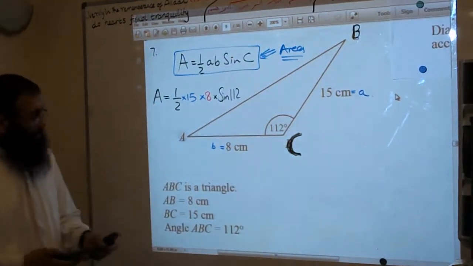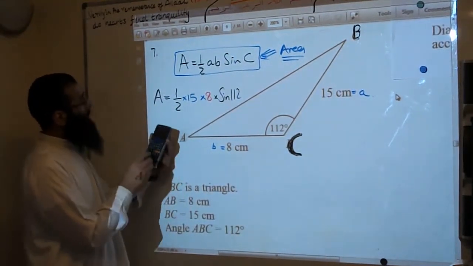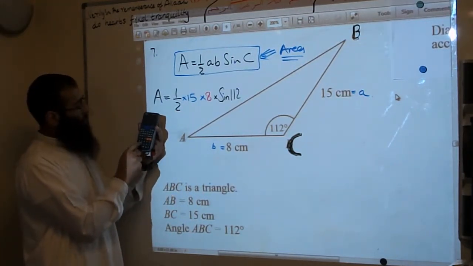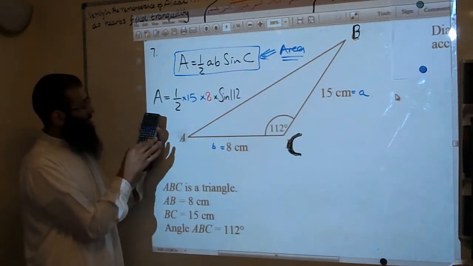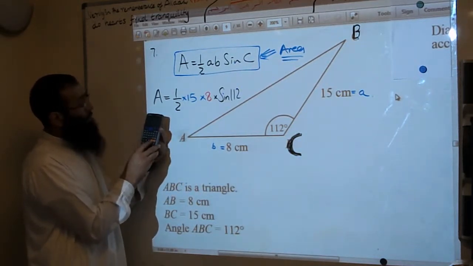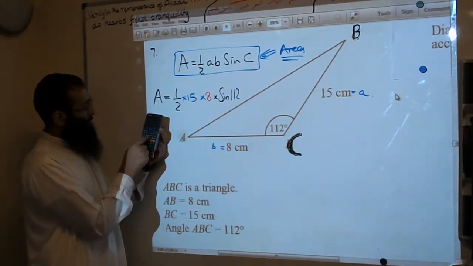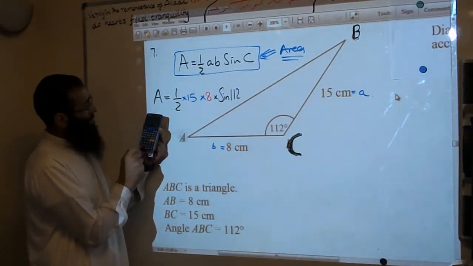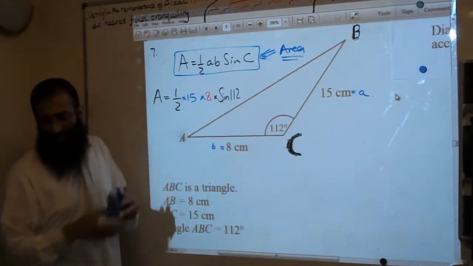So on the calculator we type in, now the half can be put in as 0.5, just for simplicity. Times by 15, times by 8, times by the sine of 112. Close the brackets, press equal. That gives 55.63.